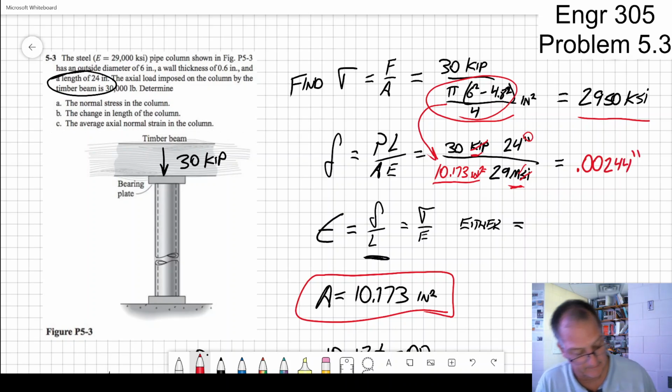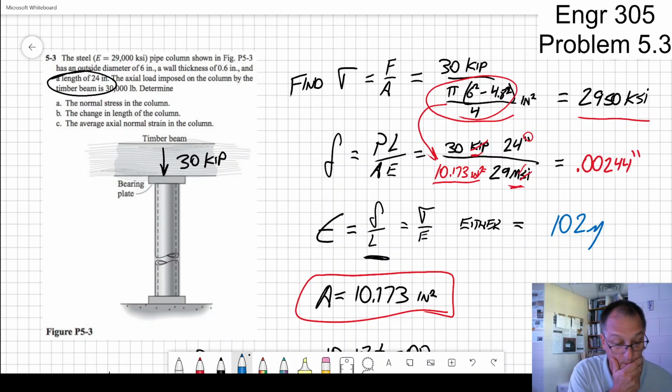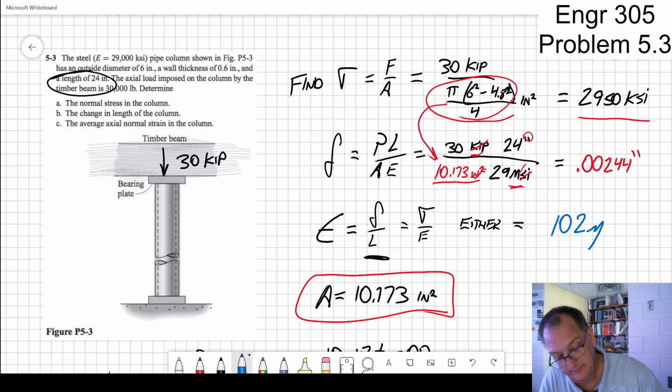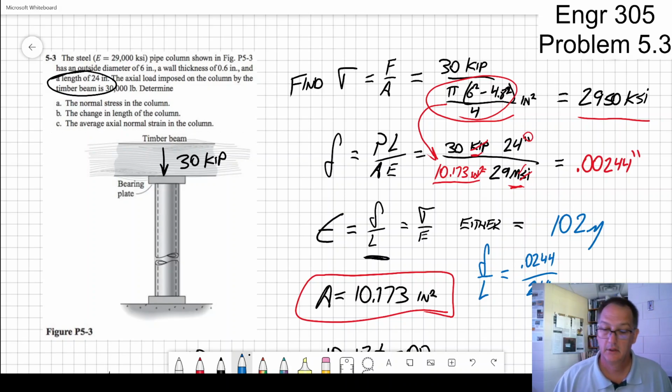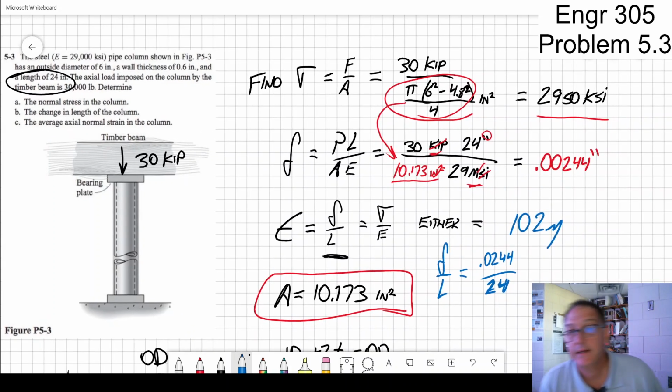0.00244 inches. Should have gone with black, sorry. Or maybe blue, something a little less. Then I can come down here and just calculate. This is 102 micro. And that kind of makes sense because you've got 244 divided by 24. That's delta over L. Delta over L is equal to 0.00244 divided by 24. So you knew it was going to look like a 1. Oh, I got my mug in the way on that one. There you go. All right.